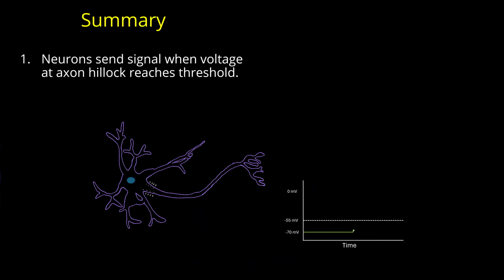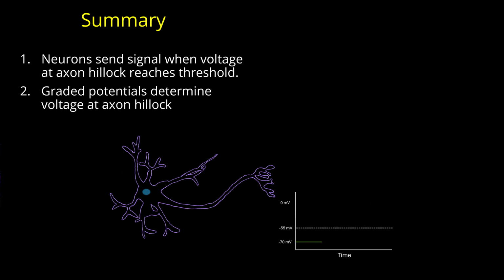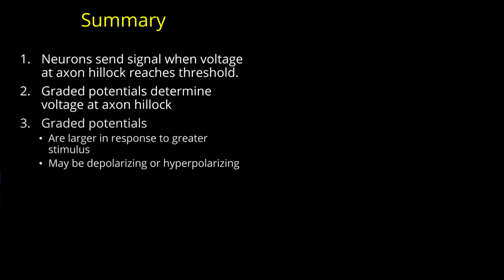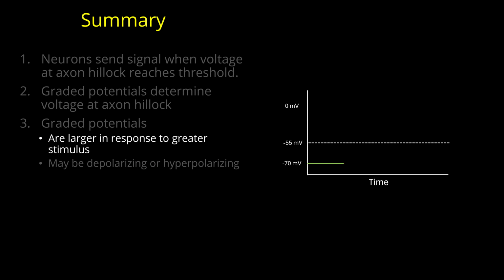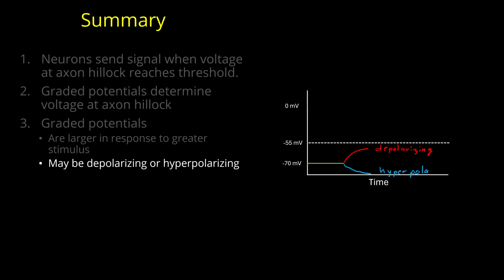To summarize this video, we learned that a neuron fires an action potential if voltage at the axon hillock reaches a threshold of about negative 55 millivolts. Graded membrane potentials determine whether or not a neuron fires an action potential by controlling voltage at the axon hillock. Graded membrane potentials have two properties. They can be larger or smaller. A bigger graded potential is caused by a greater stimulus. And a graded membrane potential can make the inside of the cell more positive or negative.